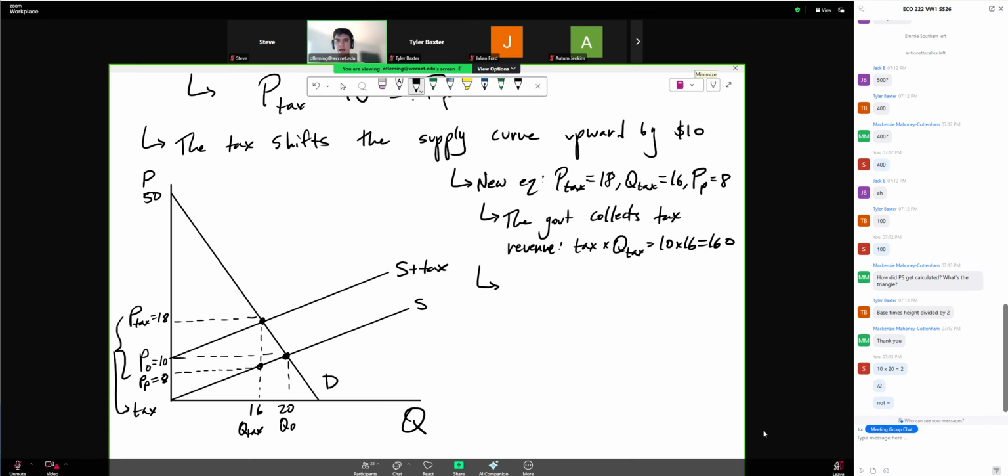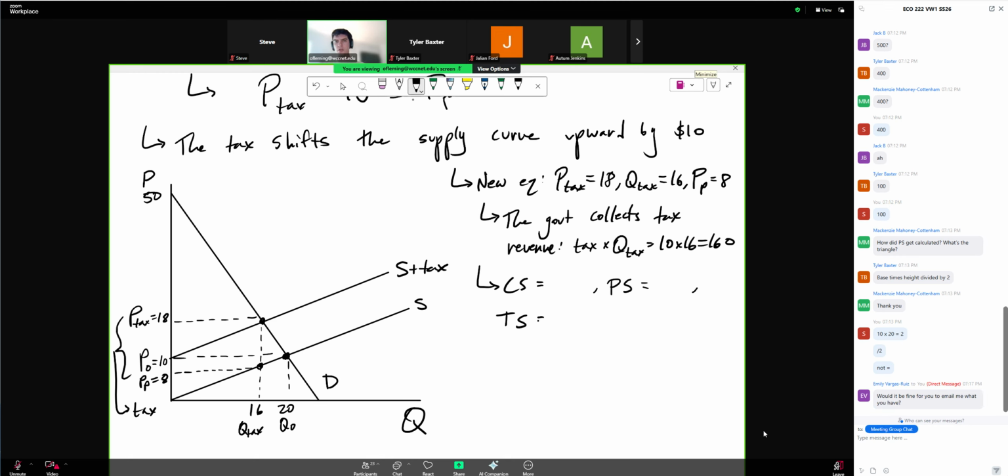Okay. Now go ahead and try consumer surplus, producer surplus, consumer surplus, producer surplus, and total surplus. And remember that total surplus is consumer surplus plus producer surplus plus the government tax revenue. Okay. So go ahead and try those. See what you get.